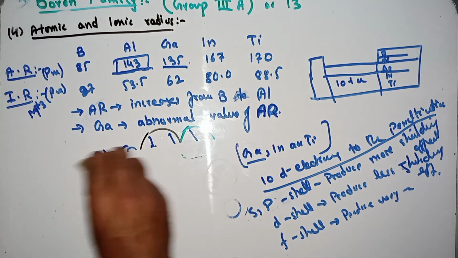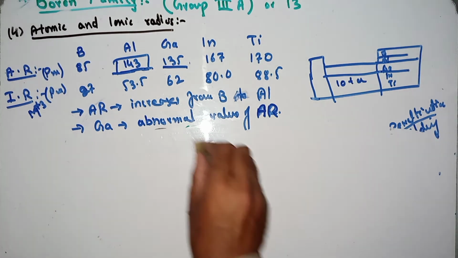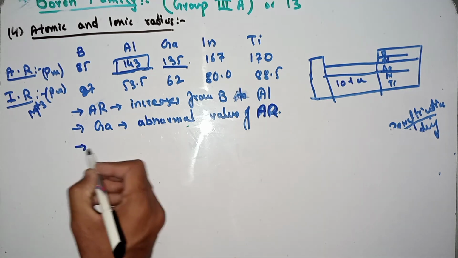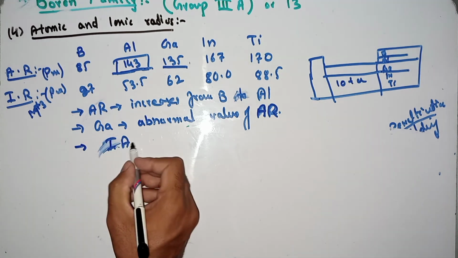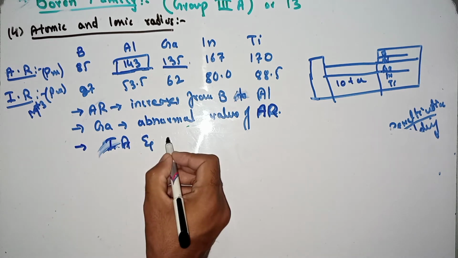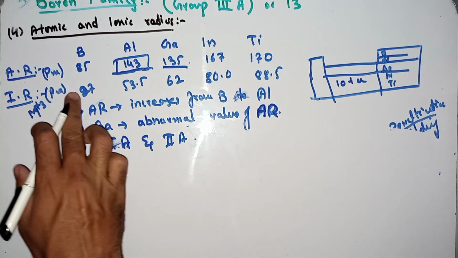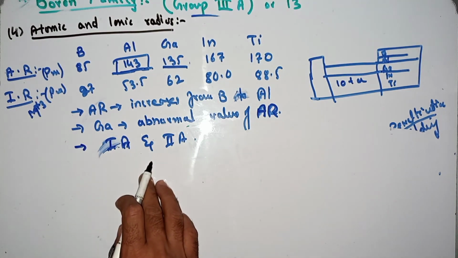Next point is: the atomic and ionic radii of group 13 elements are smaller than the corresponding elements of group first and second. You can write it like this: group first and group second. The atomic radii or ionic radii of group third A will be less than these.